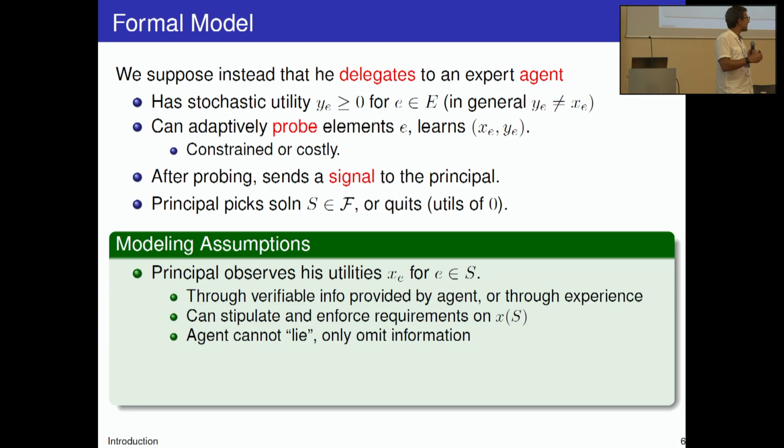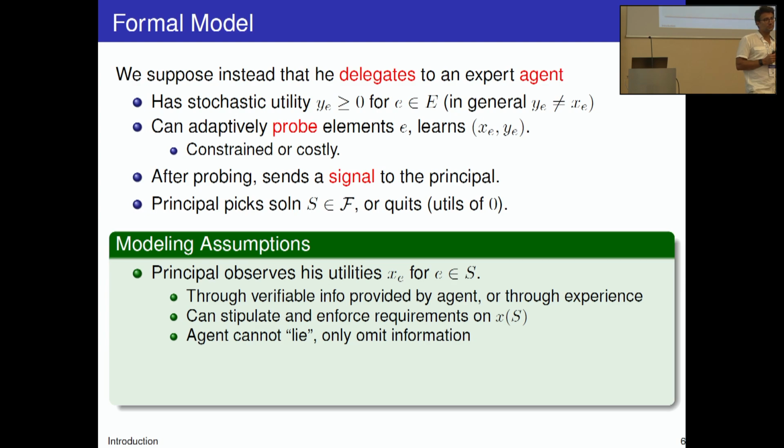So they can say, I'm only going to accept transit plans that guarantee that it takes this much time to travel from this borough to this other borough, right? That's the kind of requirement that the principal can stipulate for any solution. And one way to interpret this is that the agent can't really lie about any solutions they suggest. They can only omit information about solutions that may be possible that they're not going to reveal to the principal. Okay? Yes?